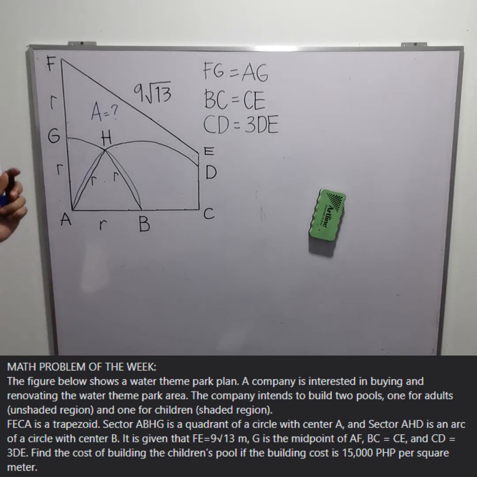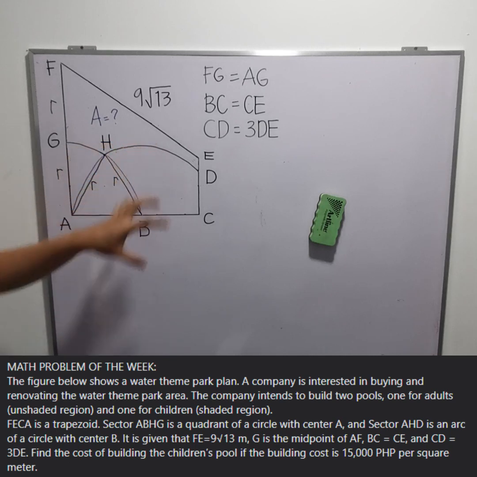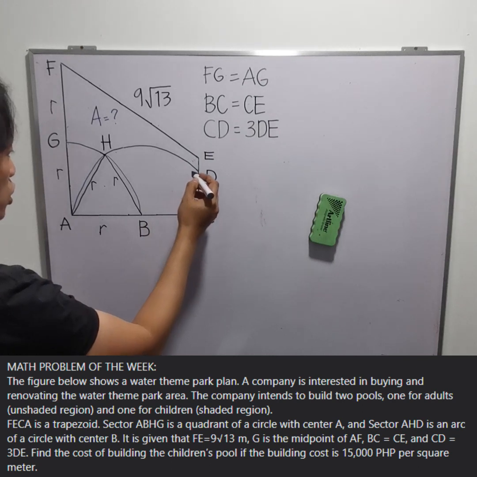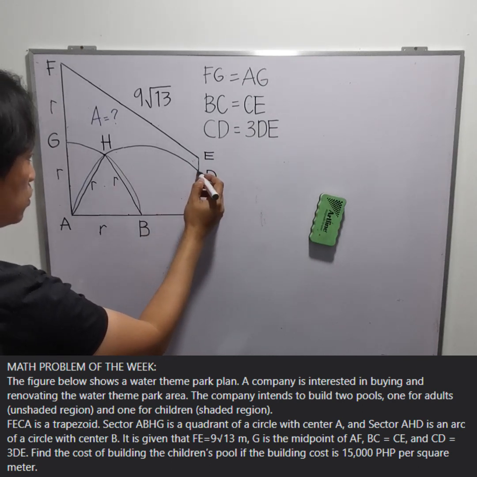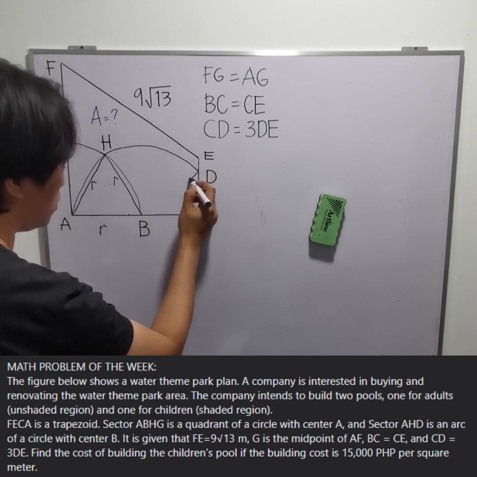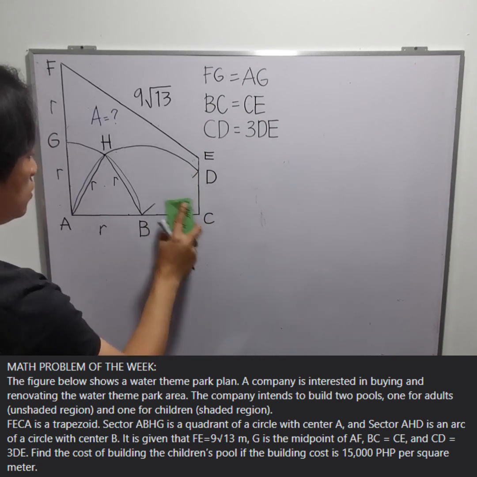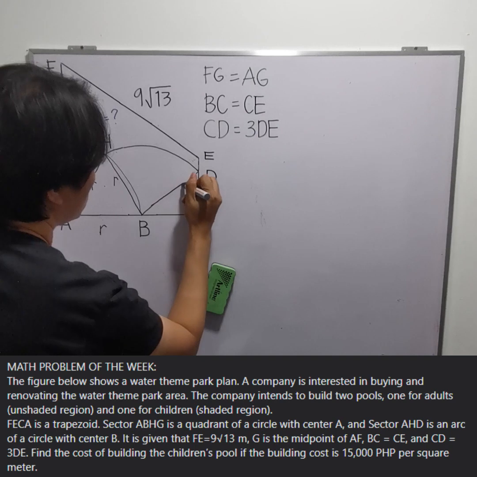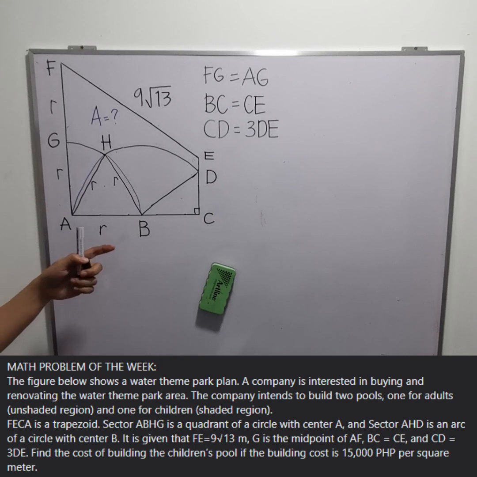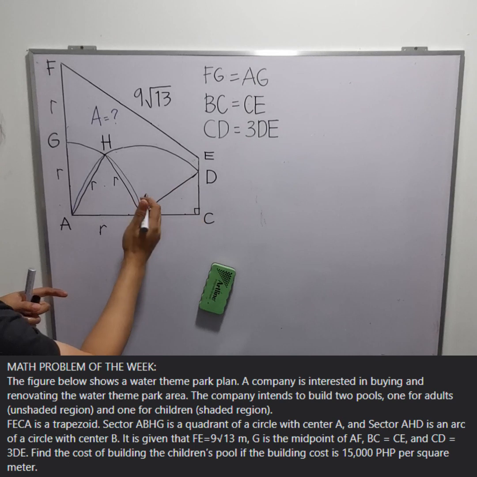So how do we solve the area of the children's pool? We can break down this pool into different parts. The easiest way is to break it into a triangle, as here. This one here is already a triangle. So I'll extend this line here up to here. So this is a triangle, and this is a right angle. So I have here the triangle and a sector.